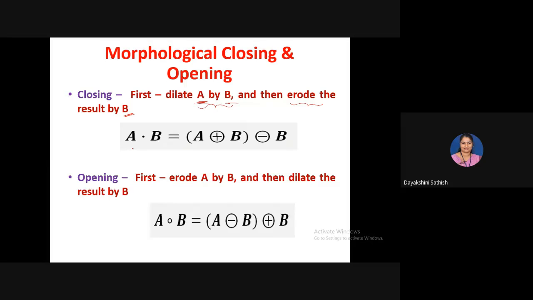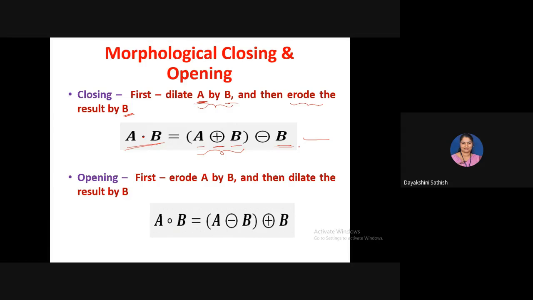The morphological closing operation is denoted by A with a small dot, B is the structuring element. So first you have to do A dilation B. Whatever result you get, that result has to be eroded with the same structuring element. Then that operation is called the morphological closing operation. Is it clear? So first you dilate the image with the structuring element, then the result has to be eroded with the structuring element B.